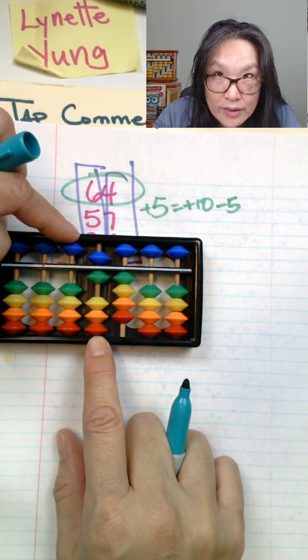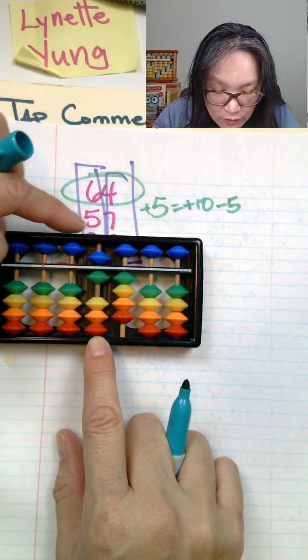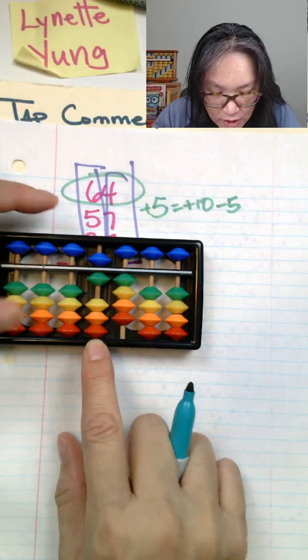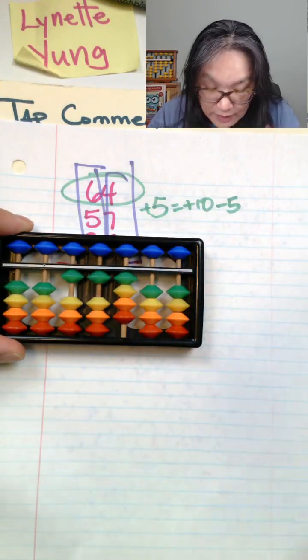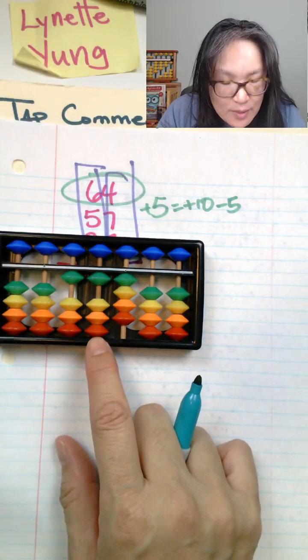What do we call that? We call that carrying over. In mainstream math, we call it carrying over. But in abacus, we just say plus the 10. That just means we go to the next column over. So we plus the 10 and minus the 5. That's all we do. It's such a simple concept.